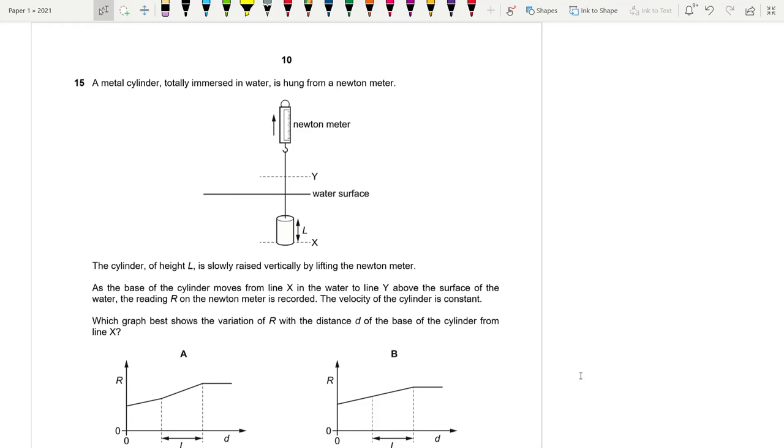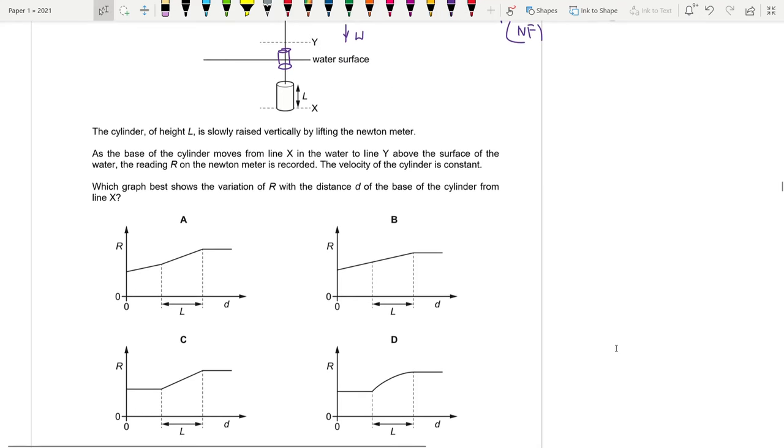So here's the thing. As you go up, when the cylinder comes over here, not all of it is immersed in water. What will happen then? The value of upthrust will decrease. Now there are two forces here, basically weight and upthrust. So as the value of upthrust decreases, weight will take a greater proportion of the net force. So the value on the newton meter will actually increase over time because upthrust is decreasing. Because the value we see on the newton meter is actually equal to weight minus upthrust. So if upthrust decreases, the reading will increase. Get it?